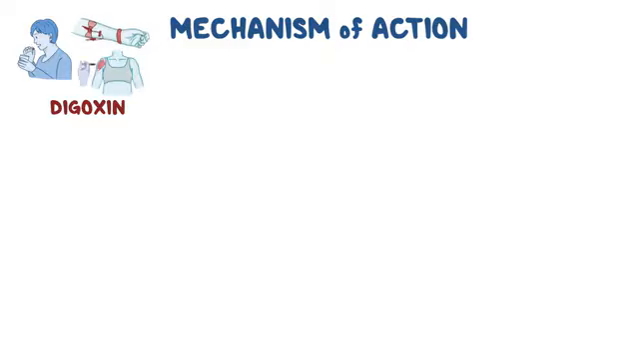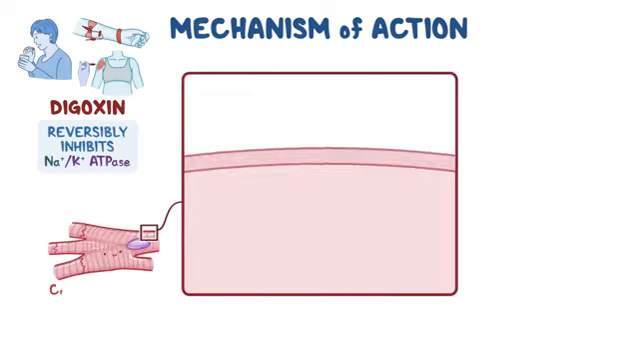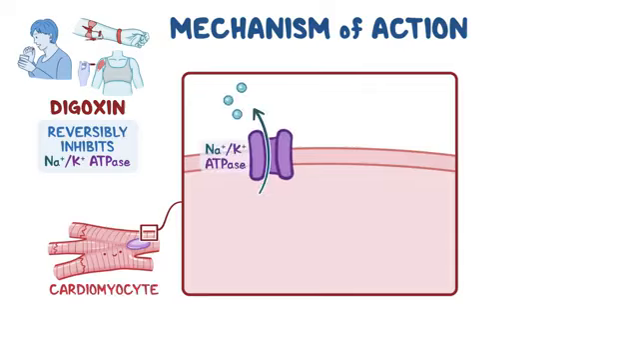Now, the most commonly used cardiac glycoside is digoxin, which can be given orally, intravenously, and intramuscularly. Once administered, digoxin works by reversibly inhibiting the sodium-potassium ATPase located in the cell membrane of cardiomyocytes. Normally, the sodium-potassium ATPase pumps 3 sodium ions out of the cell for every 2 potassium ions that it pumps in, and to do this, it consumes 1 ATP molecule for energy. When the sodium-potassium ATPase is inhibited by digoxin, sodium builds up inside the cell.